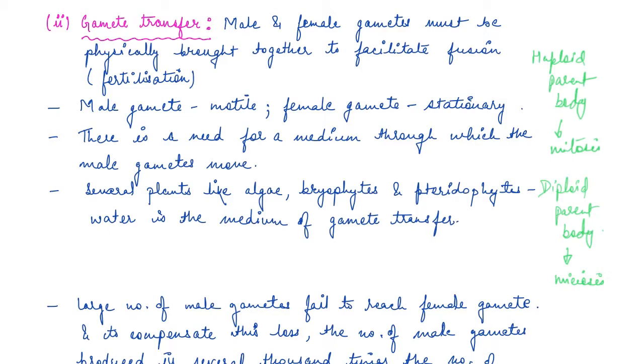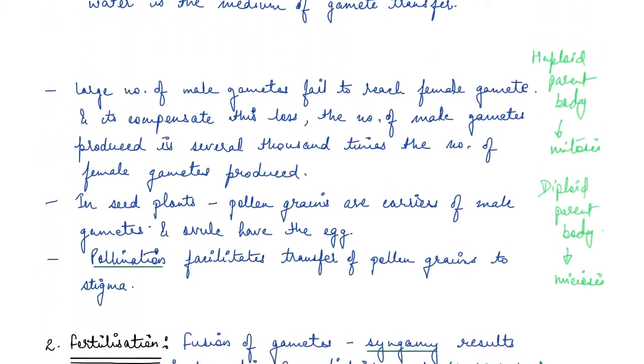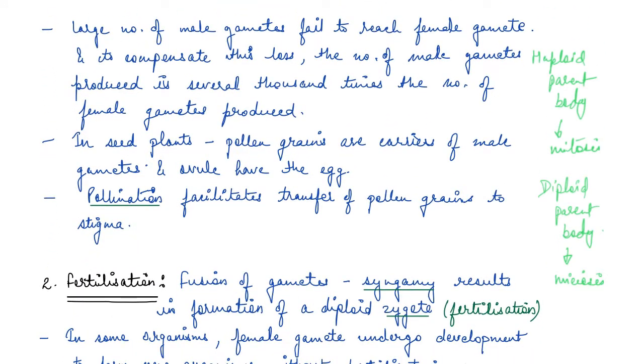Now, when the male gametes are transferred, they are transferred in bulk. And even then, there are a large number of male gametes which fail to reach the female gamete. And to compensate this loss, the number of male gametes produced is several thousand times the number of female gametes produced. So you have one female gamete which is static, at its place, ready to undergo fertilization. Say this is the egg, right? But the male gametes need a medium to move so that they can reach the egg.